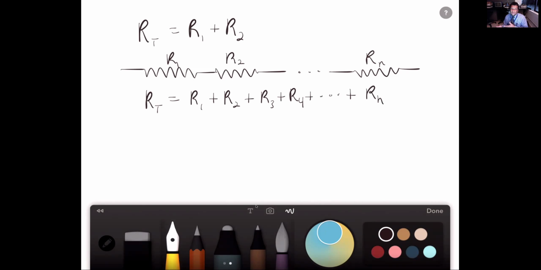So N just represents, well, if I have 10 resistors, there's going to be 10 resistors in series, and this is how I can calculate the resistance. This is coming from the conservation of energy. This is very beautiful, okay?